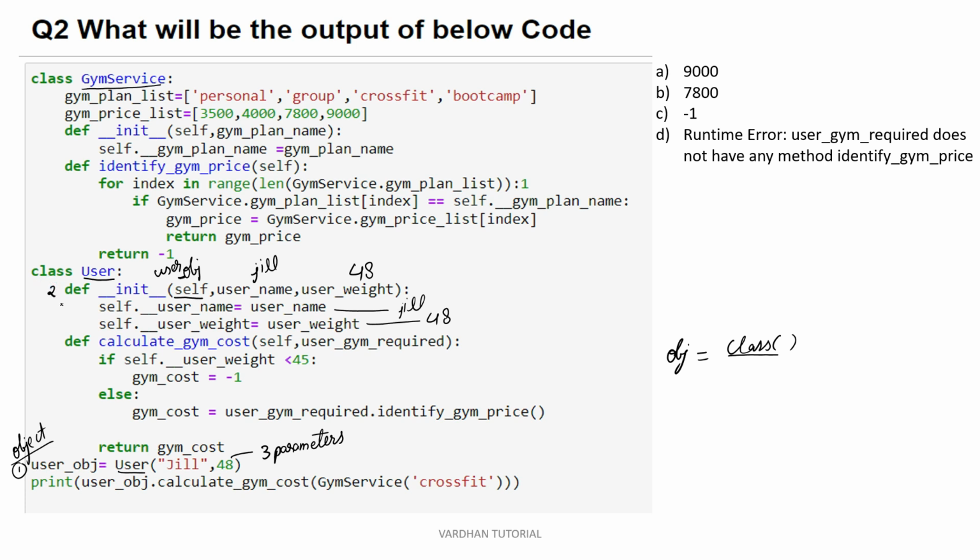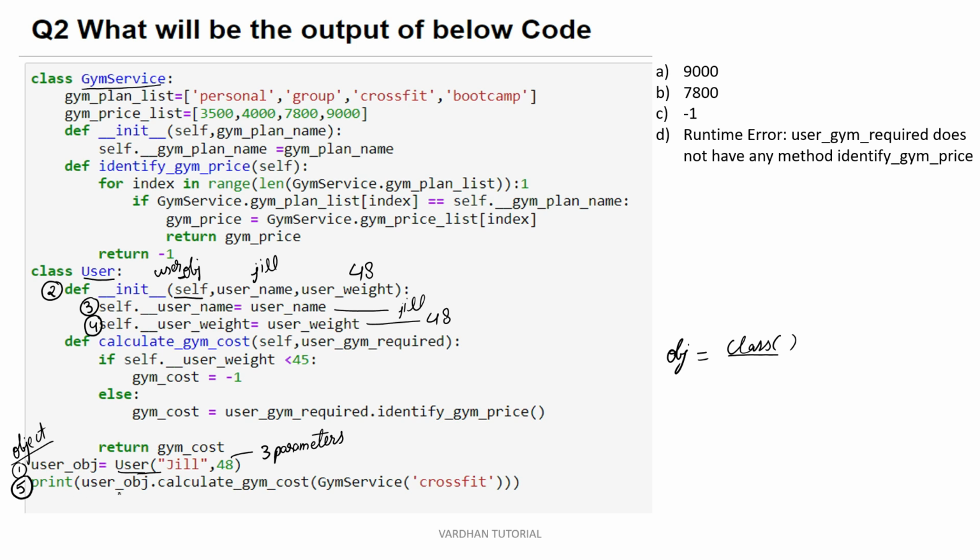Second, here the constructor is called, so this second line will be executed, then the third line, and the fourth line. These four lines will be executed at this time. Now after this, it will move to the next line, so the fifth line will be this one.